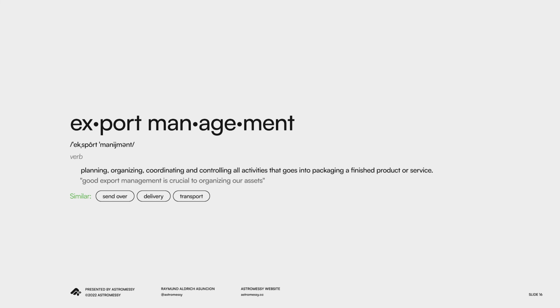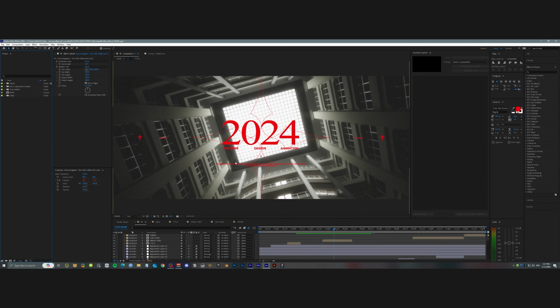We've got to go through export management first. Basically, export management is planning, organizing, coordinating, and controlling all activities that go into packaging a finished product or service, in this case, the music video. Alright, cool. Last step. Now we're ready to render and export our edit.